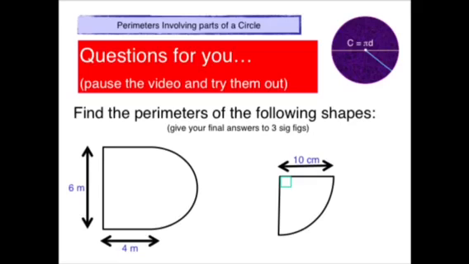So now it's over to you. Can you find the perimeter of these shapes? Be careful to show all your working out, and also be careful to distinguish between C for circumference and P for perimeter. Pause the video, and when you're ready to find out the answers, start it again.